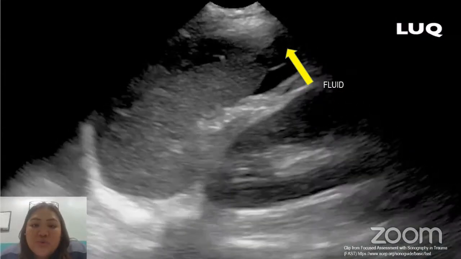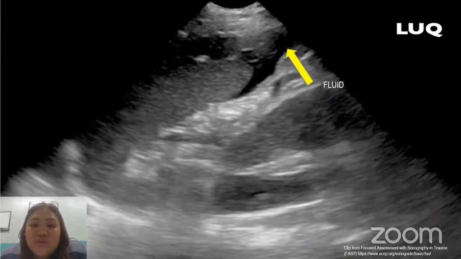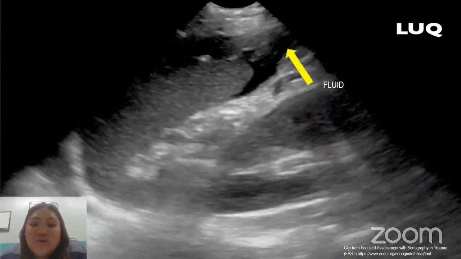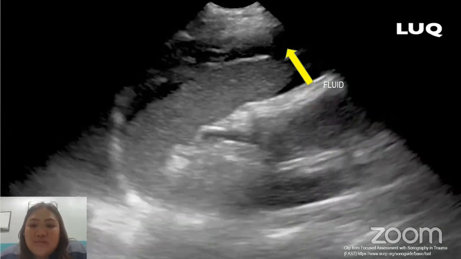The next clip shows a positive scan of the left upper quadrant splenorenal view. The yellow arrow shows free fluid in the spleen.